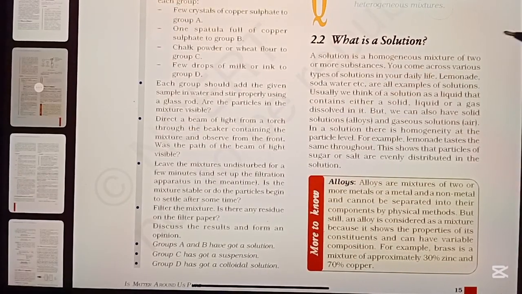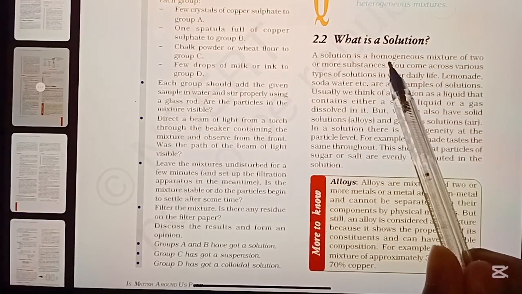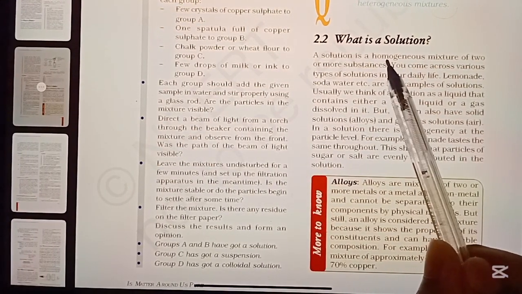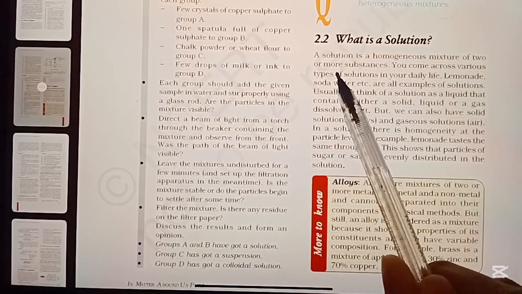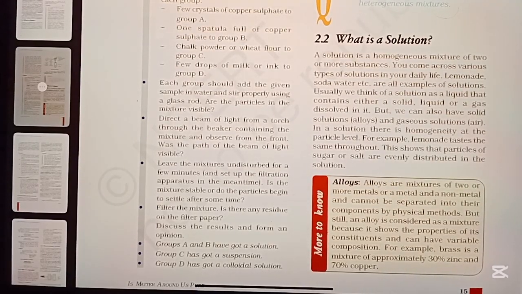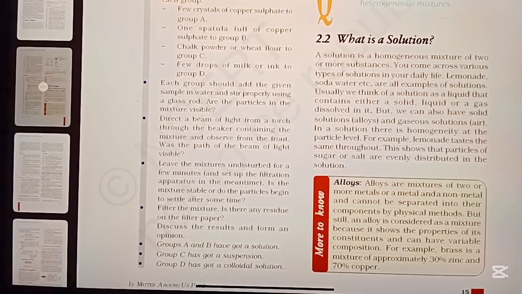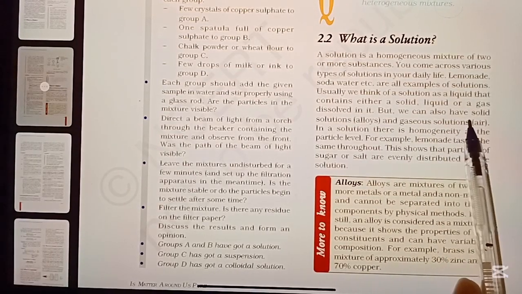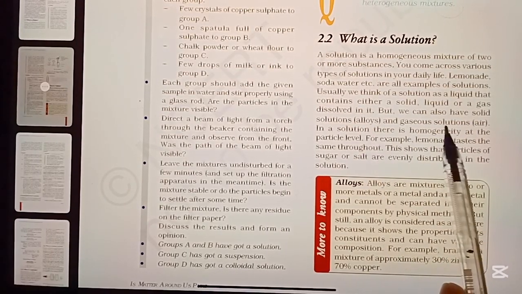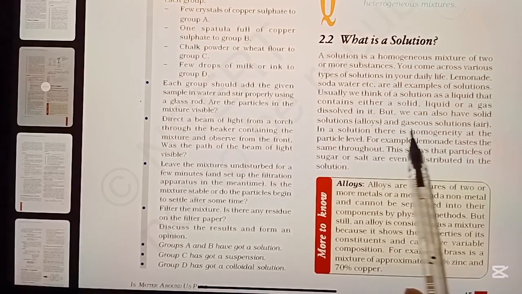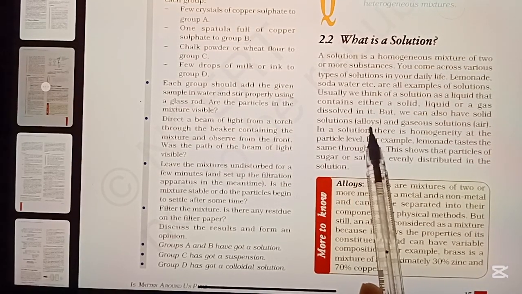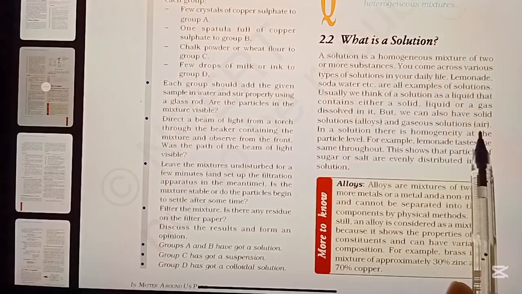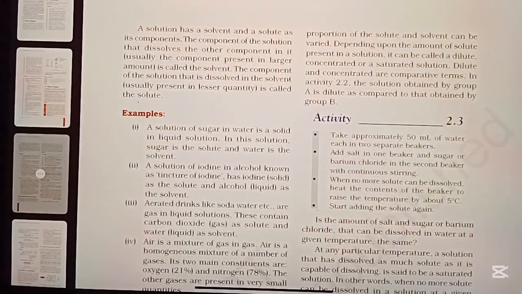The next topic is what is a solution. A solution is a homogeneous mixture. Homo is same. So same types of mixture of two substances. So that is what is a solution. Now we know solutions can either be solid, liquid or gas. But also we have solid solutions such as alloys and gaseous solutions such as air. So these are the examples for solid solutions, alloys, and gaseous solutions, that is air.